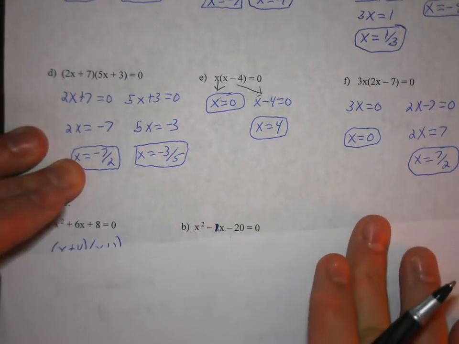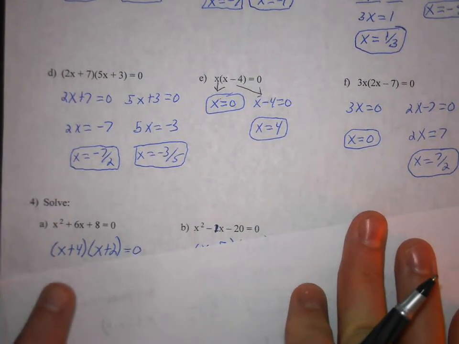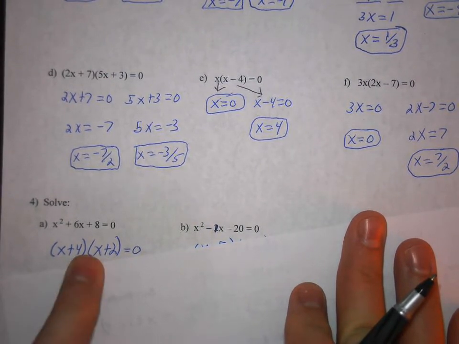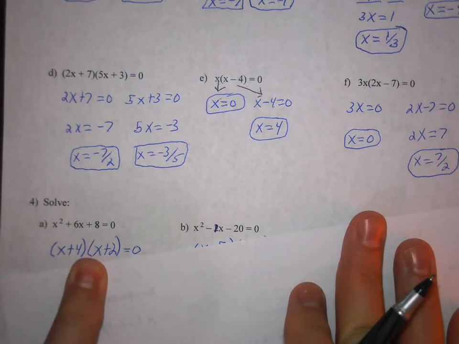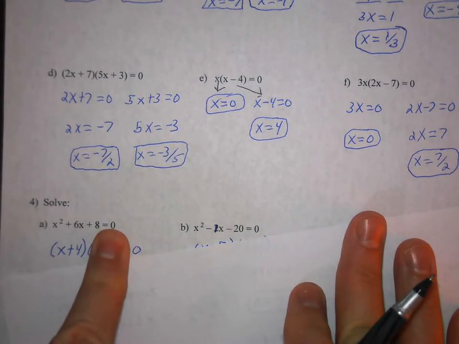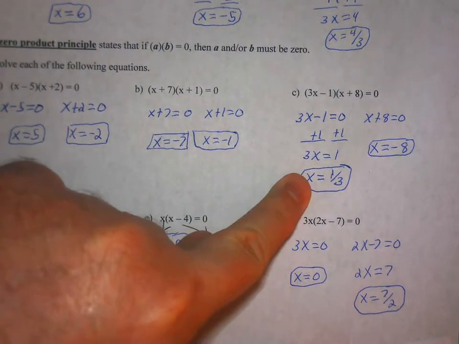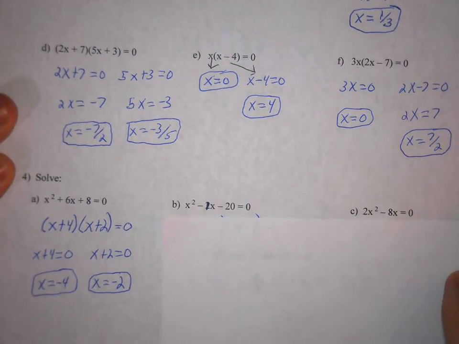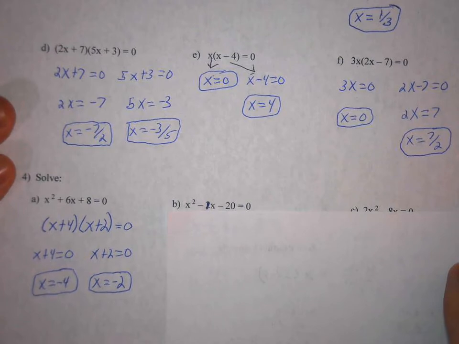Well, we know that positive 4 and positive 2 will multiply to 8 and add to positive 6. So now that x plus 4, x plus 2 is the factored form, we have an equation equal to 0 because we can't just ignore equals 0. So now what we have are questions just like up here. You set each of the factors equal to 0 and solve it. So you get negative 4 and negative 2 for your two solutions.